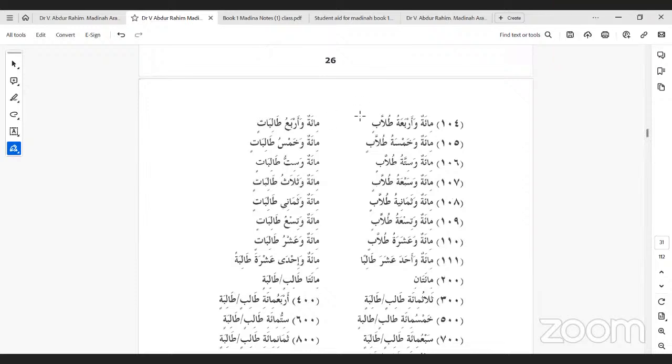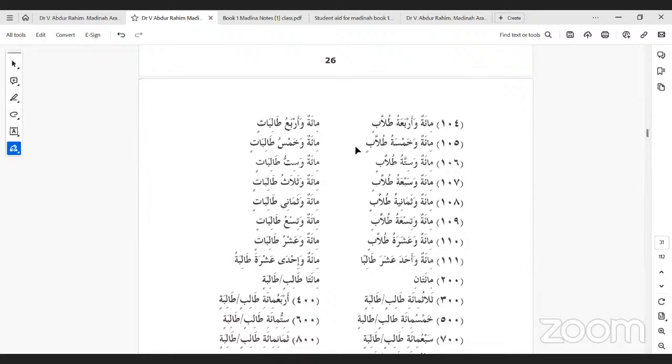Bismillah, continue. Bismillahirrahmanirrahim. 104 is Miyatun wa Arbatu Tullabin, 104 male students. And then Miyatun wa Arbau Talibatin is 104 female students. And then Miyatun wa Khamsatu Tullabin is 105 male students, and Miyatun wa Khamsu Talibatin is 105 female students. Then Miyatun wa Sittatu Tullabin is 106 male students, and Miyatun wa Sittu Talibatin 106 female students.